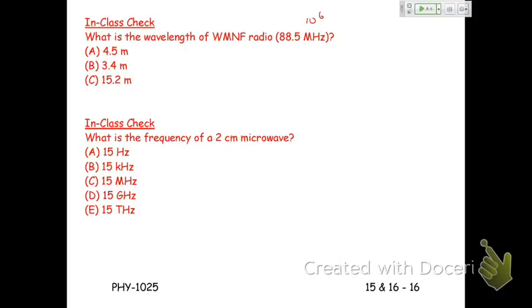So we can say, well, V equals F lambda. Lambda is equal to V over F, which equals V, 3 times 10 to the 8, you don't need to know that, and F is 88.5 times 10 to the 6. So that's going to be, well, did I bring a calculator? Which one is it? 3.4. 3.4 meters, thank you.